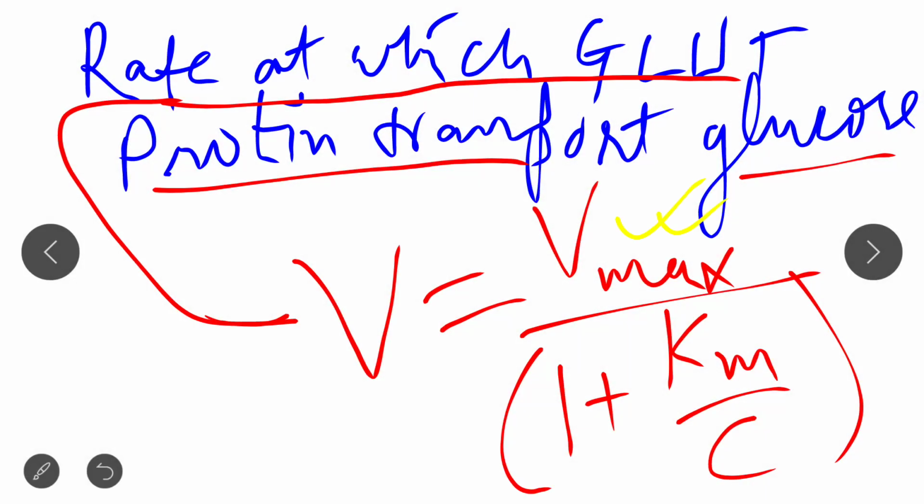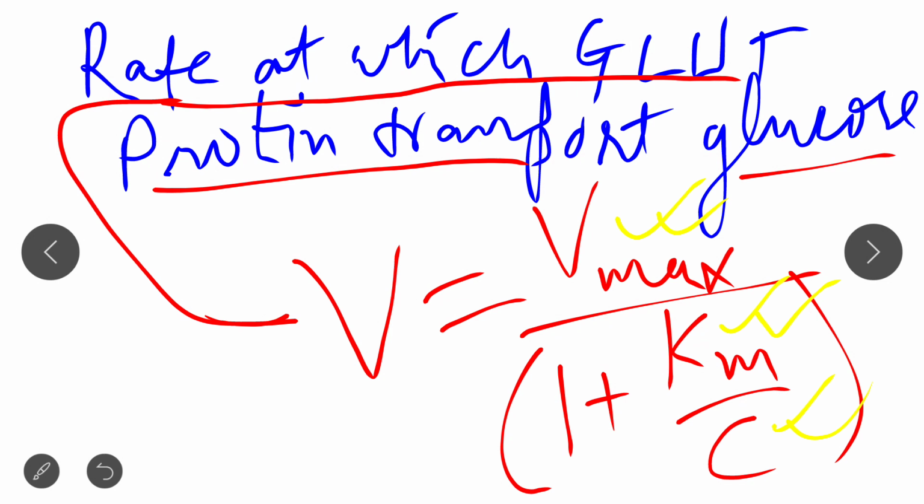First, Vmax. What do you mean by Vmax? See, Vmax is the maximal transport velocity, meaning above this the transport will not occur. That is Vmax, maximum. Okay. What do you mean by Km? Km is the half maximal transport, meaning the point at which half of the glucose has been transported. That is Km. And what is C? C is basically the concentration of the substrate.